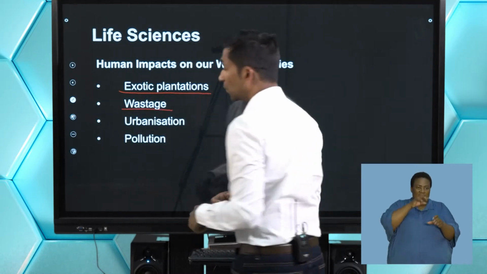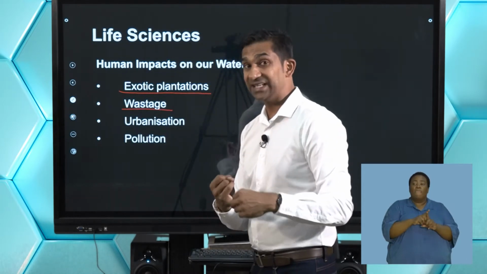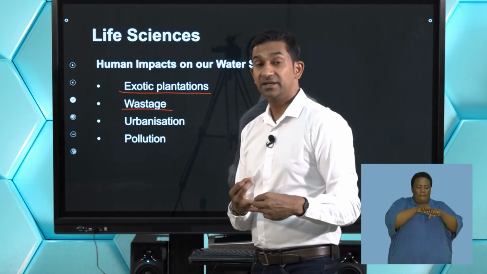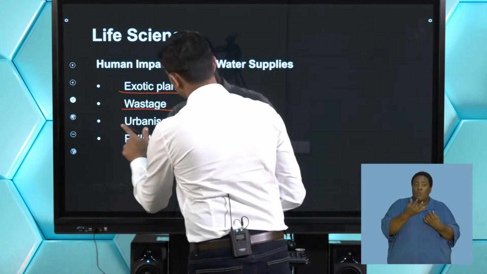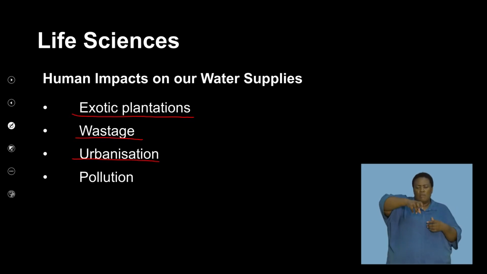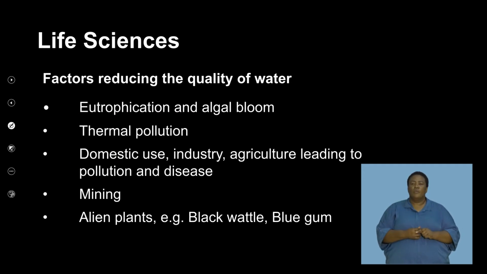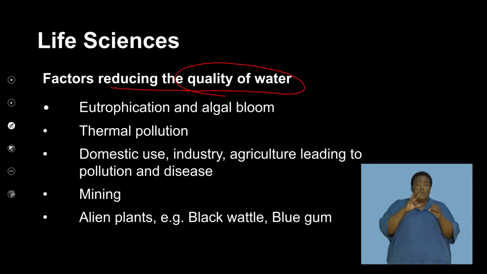Then there's wastage, where water is lost through leakages, through poor plumbing and facilities that we have in our homes. The fact that urbanization has a huge impact on populations in urban cities, and how they tend to use more water as well as pollute it. And then the impact of pollution on these water bodies needs to be considered. These are factors that reduce the quality of water. So when we talk of water, we also need to consider the quality of water.